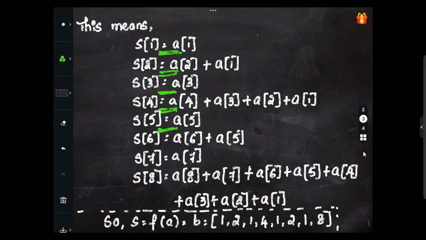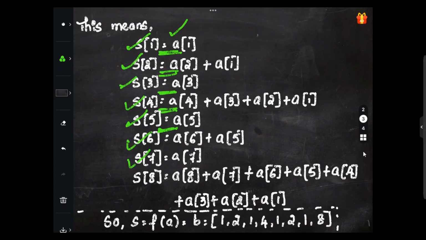You can observe one thing here. For all the odd numbers, it is just that one element. See here, S of 1 equals A of 1, S of 3 equals A of 3, S of 5 equals A of 5, S of 7 equals A of 7. But for the even numbers, we are considering the previous ones as well. S of 2 equals A of 2 plus A of 1. S of 4 covers A of 4, 3, 2, 1.